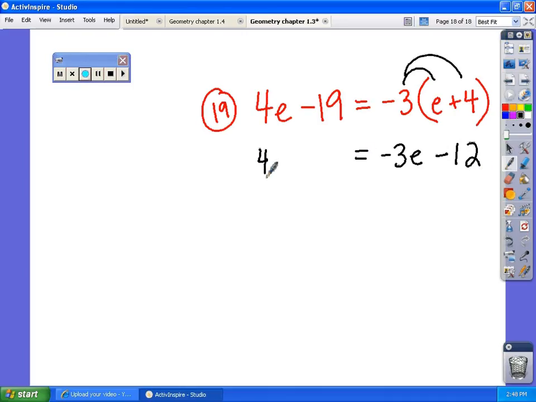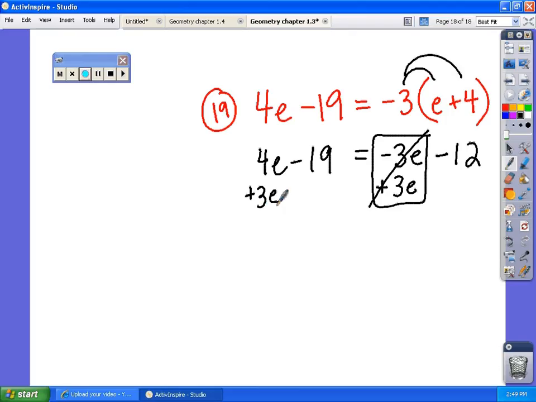Bring down everything else. Next, this time I'm going to move my variables over first. So I'm going to add 3e to both sides, which would cancel out because I have a positive and a negative 3e, as long as I do it on both sides, and 4e and 3e together would become 7e. We just add the numbers out in front of the variables.